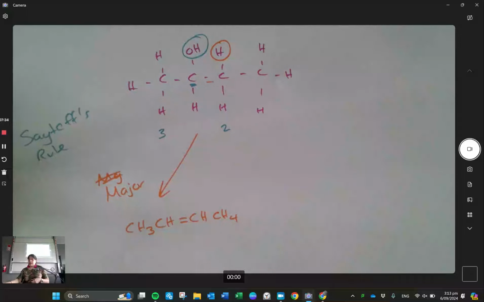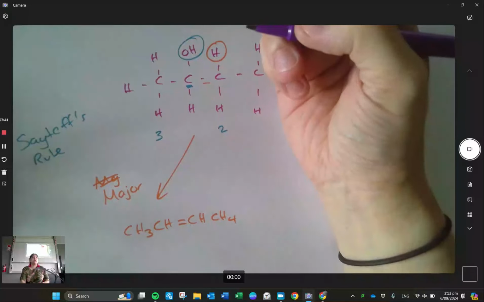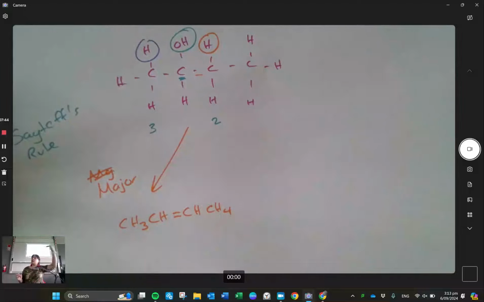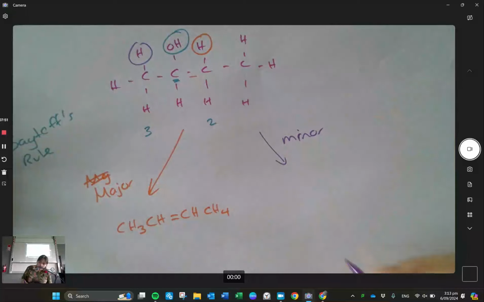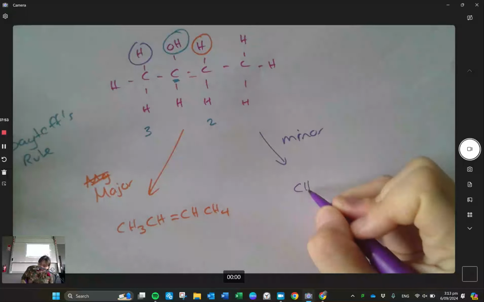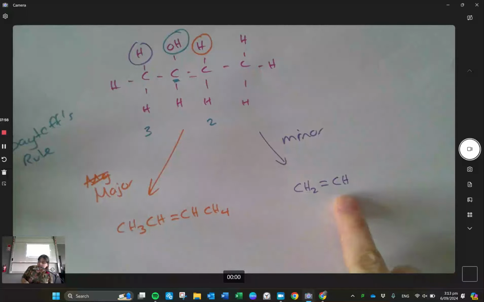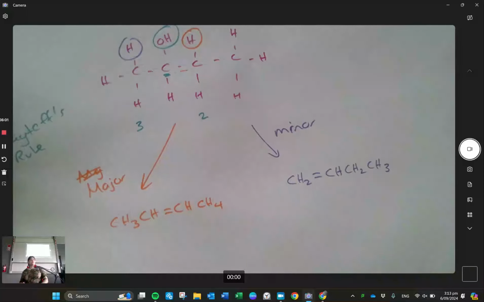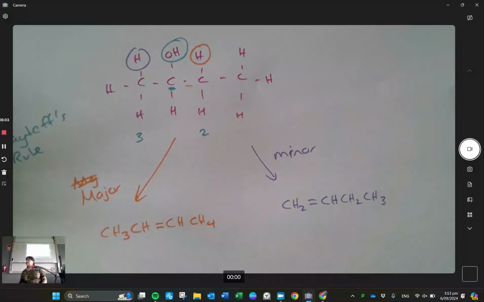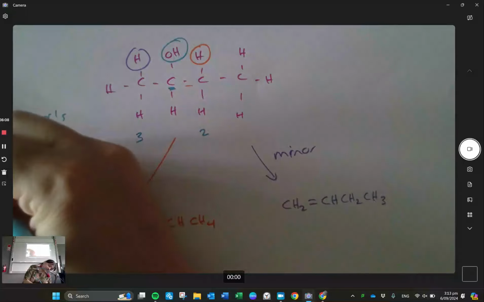The minor product, because every so often, we finally get some justice, someone gets indicted, and the rich lose their money. So in that case, you can lose the hydrogen from carbon number 1, which is the rich one. If that is the case, you have a minor product, which you're going to instead get the double bond on carbons number 1 and 2. See how that happens? So that is Zaitsev's rule. The other way to remember is the poor get poorer.